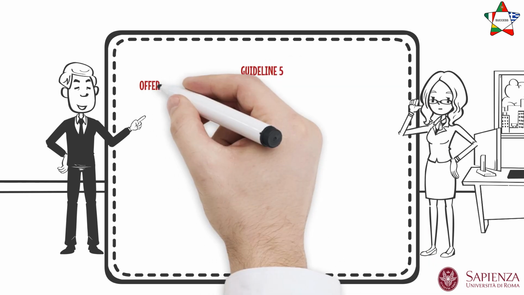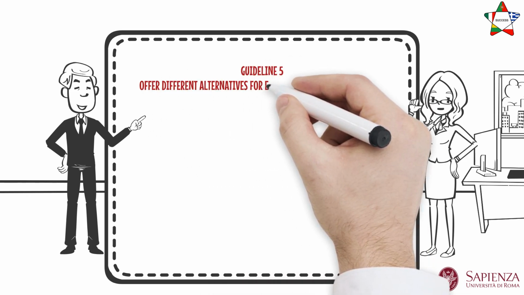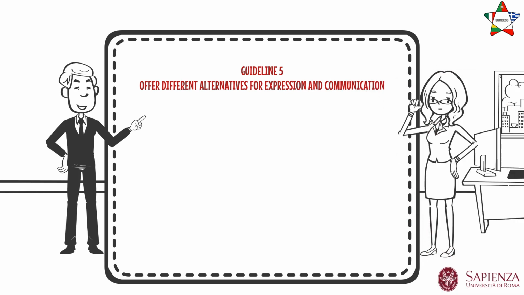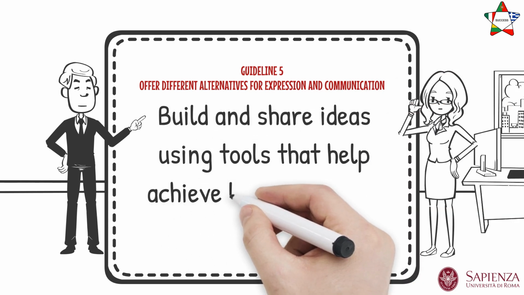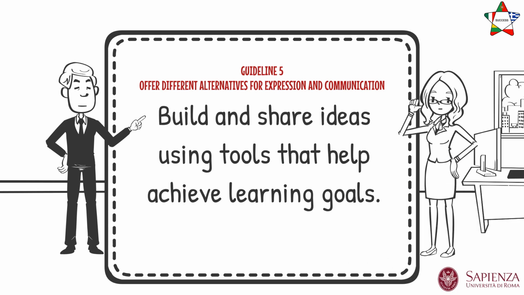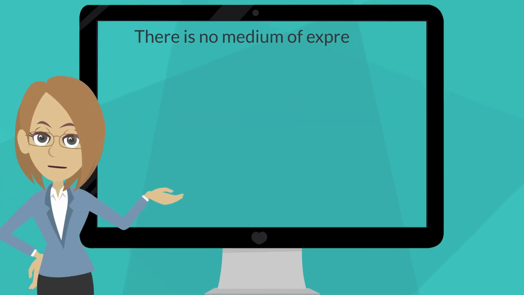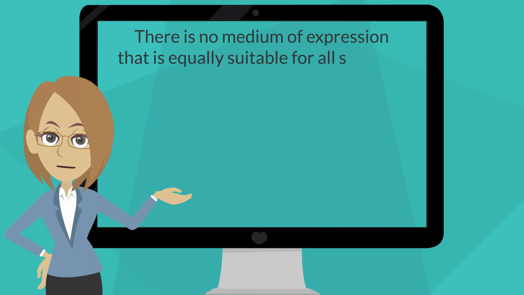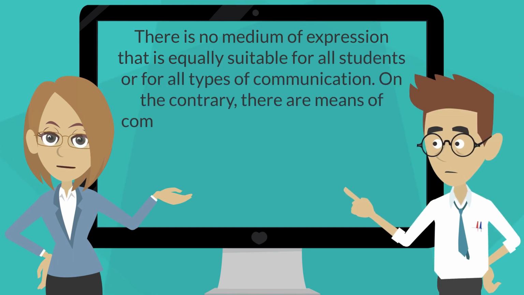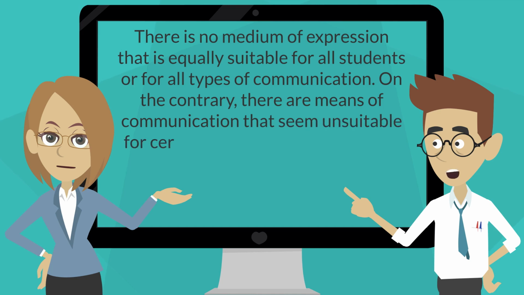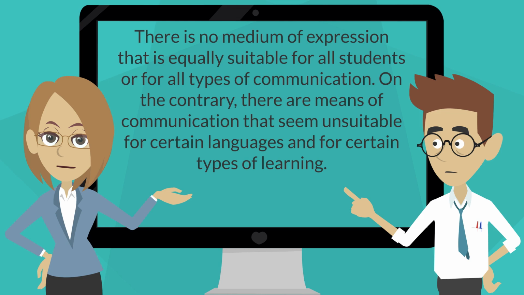Guideline 5. Offer different alternatives for expression and communication. Build and share ideas using tools that help achieve learning goals. There is no medium of expression that is equally suitable for all students or for all types of communication. On the contrary, there are means of communication that seem unsuitable for certain languages and for certain types of learning.